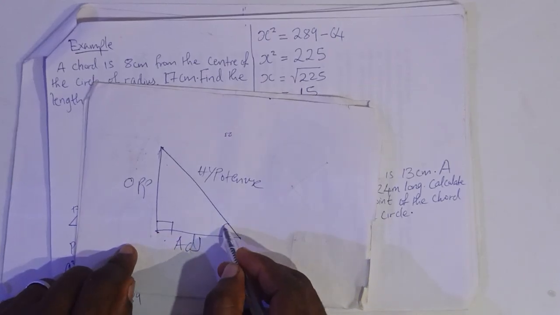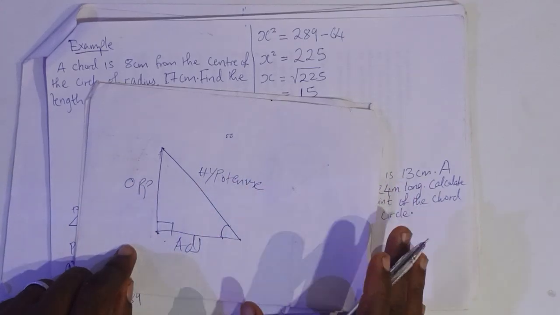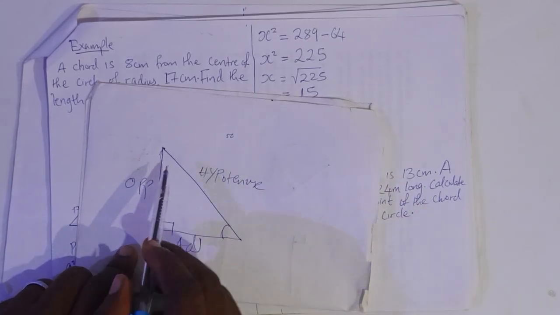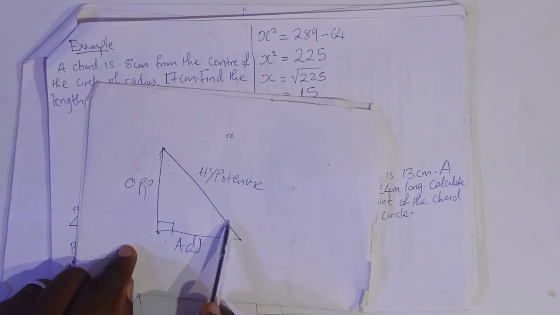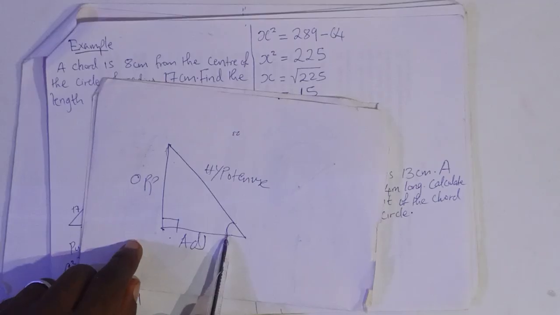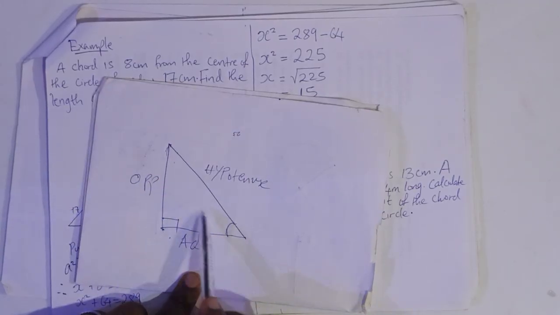Sometimes they give you another included angle here, and when they give you this included angle, it makes it even easier to know which side is the opposite and which side is the adjacent. But in all cases, the hypotenuse is always the longest side. Now, the side that is facing that included angle is always known as the opposite.